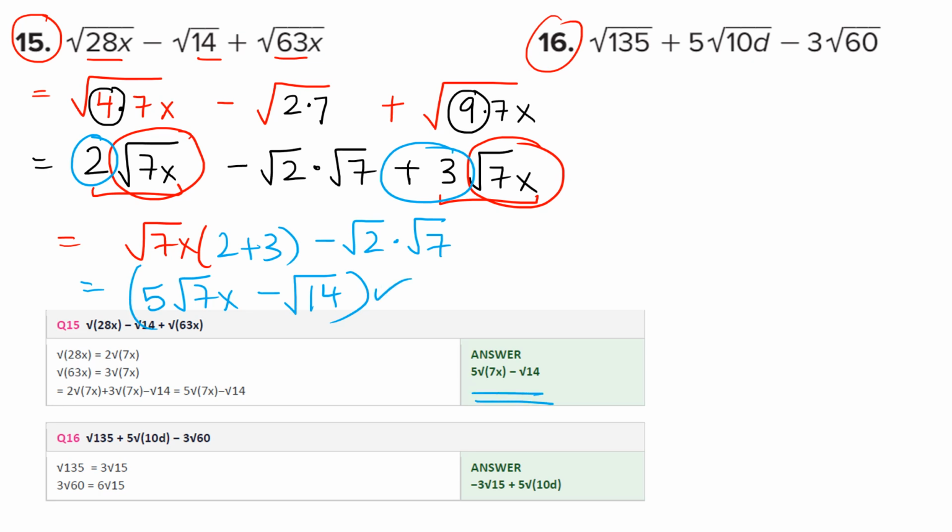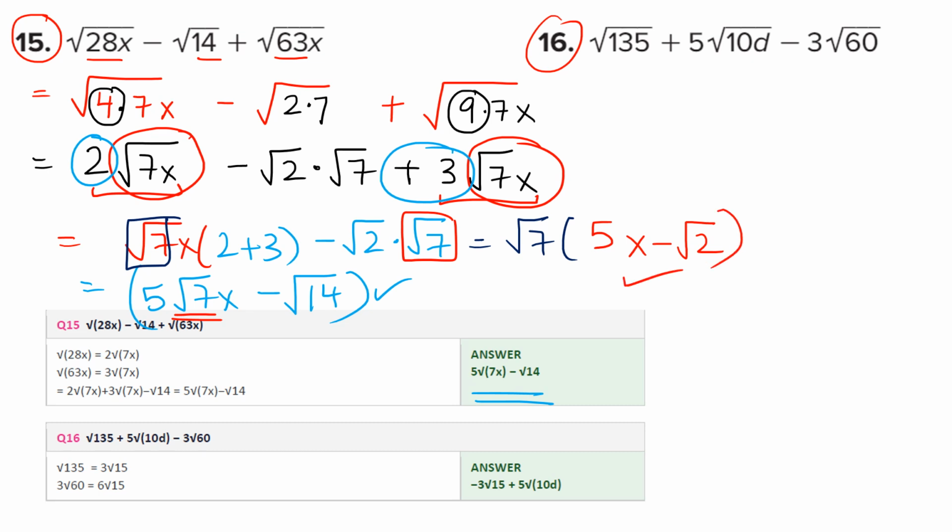Now sometimes in multiple choice, to confuse you, they will do one more step, which I will just show you. Here square root 7 and here square root 7, it is common, so they will take it outside, square root 7, and inside they will give you 5x minus square root. So this is also a correct answer. The only thing we added was we took the common factor outside. So both are correct, different ways of answering the same question. Now try question 16 and tell me whether you got this answer or not.